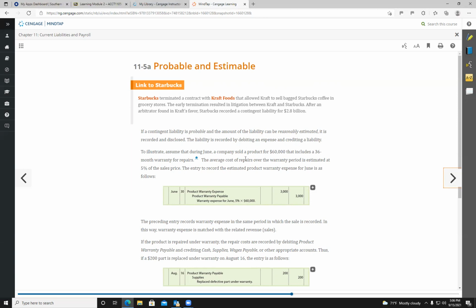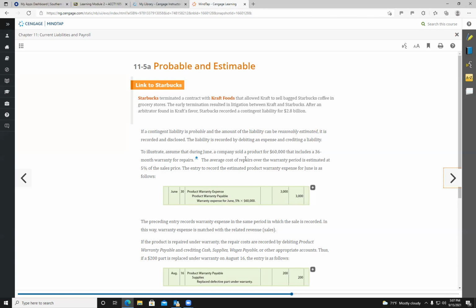It's an estimate of costs. So that's why we're not hitting cash. And we're just setting it up as a payable because, depending, since it's a warranty, we may or may not have to pay out the expenses for the repairs, or to cover the warranty.